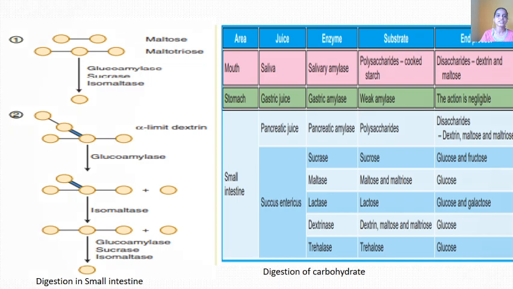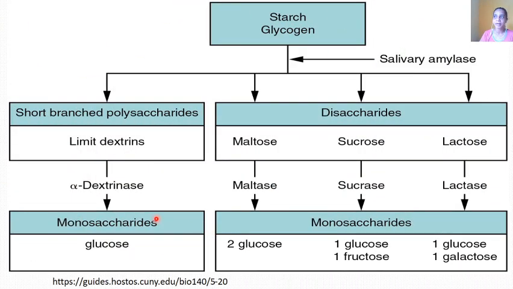Recall, chemical digestion is the process of breaking down complex molecules into absorbable simple forms. Once again, here you are seeing glucose, fructose and galactose are produced as a result of breaking down starch or glycogen or even the sugar present in fruit, the sugar present in milk and even in the grains. Everything is finally converted into the simplest forms that can be absorbed, that is glucose, fructose and galactose.